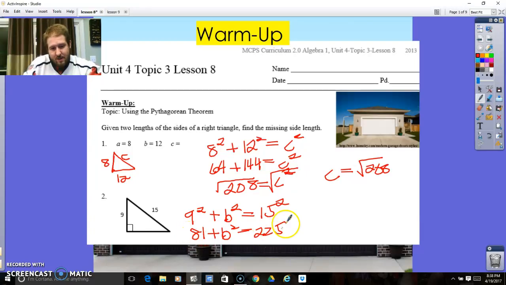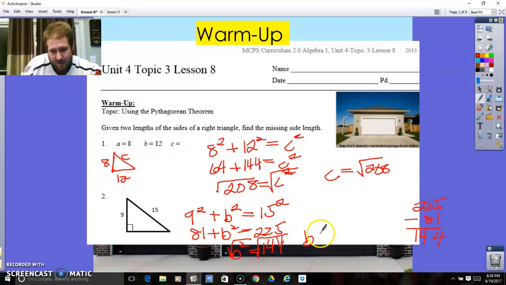Now this time I have to subtract 81 from both sides, so 225 minus 81 is going to give us 144. Great. So if b squared equals 144, take the square root of both sides, which means b must be both positive or negative 12, but it can't be negative 12, so I'm just going to say positive 12.